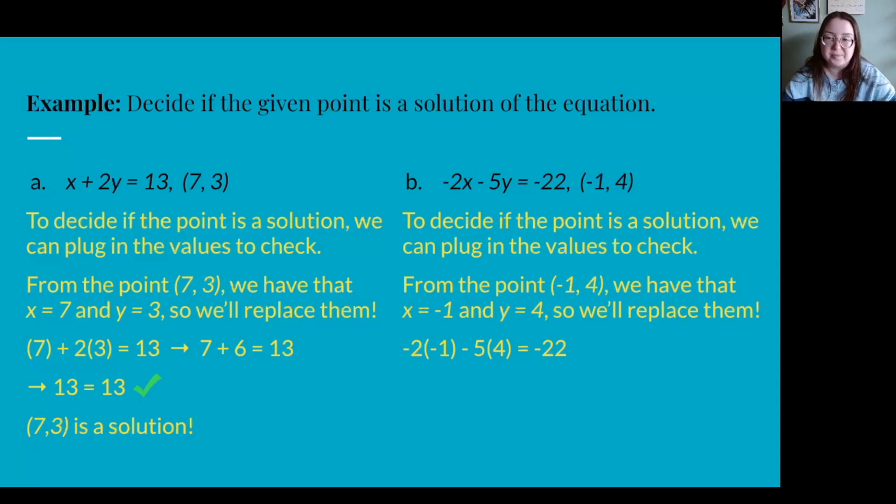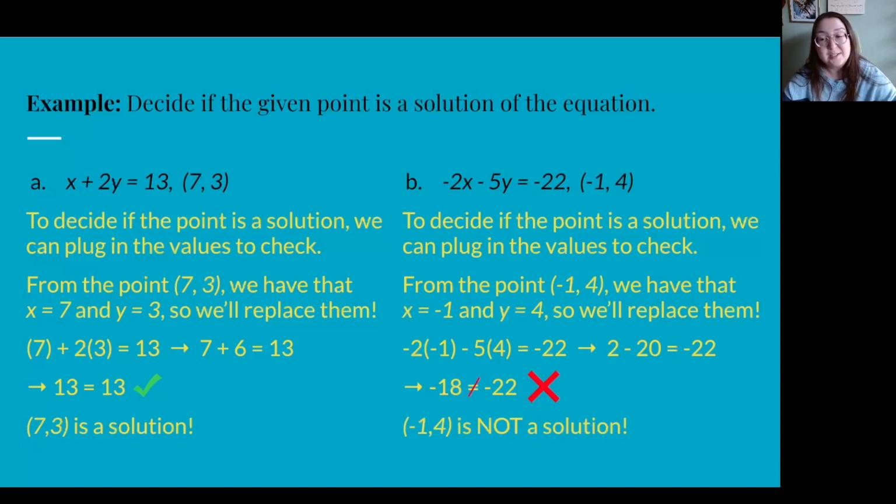negative 22. So simplifying, negative 2 times negative 1 is positive 2. Two negative numbers multiplied to each other creates a positive. Then we have 5 times 4 is 20. So we have 2 minus 20 equals negative 22. Now, calculators or brains, 2 minus 20 is negative 18. And we're trying to say in this case that negative 18 is equal to negative 22, which we know is not true. So that is not a solution in that case.